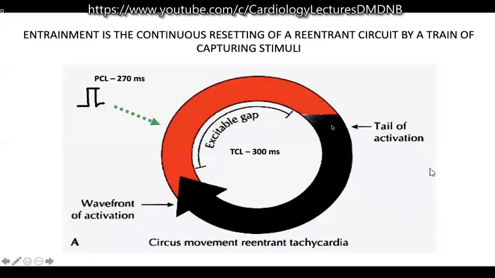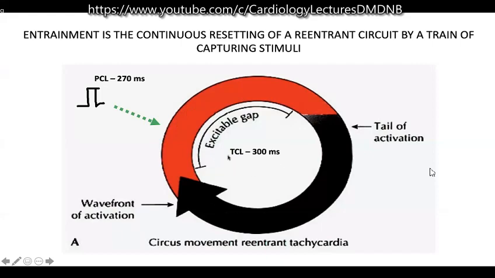So in any ventricular tachycardia, as I said earlier, there is a head end and a tail end. The head end is the activation wavefront and the tail end is the receding wavefront. In between this head and the tail end is what is called the excitable gap. So in this area of tissue, if I pace at an appropriate timing, I will be able to not only enter the circuit, I will also be able to capture the complete circuit and reset it.